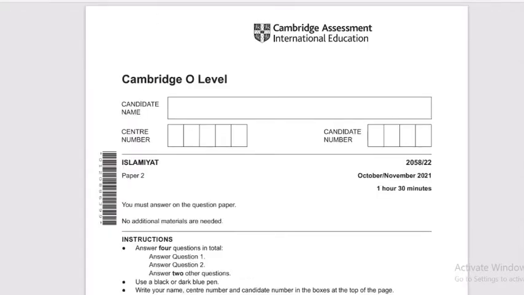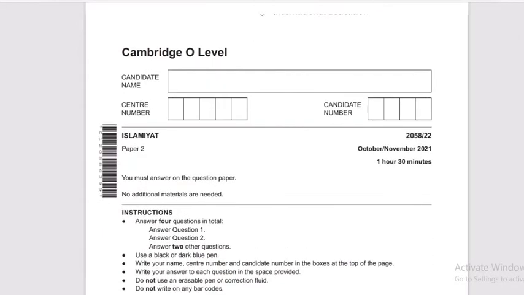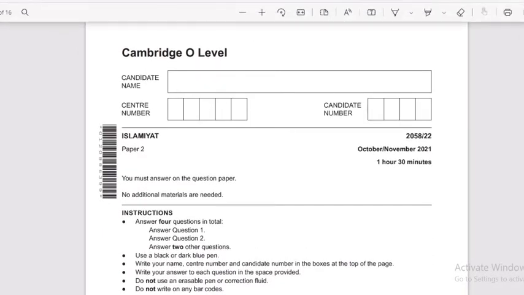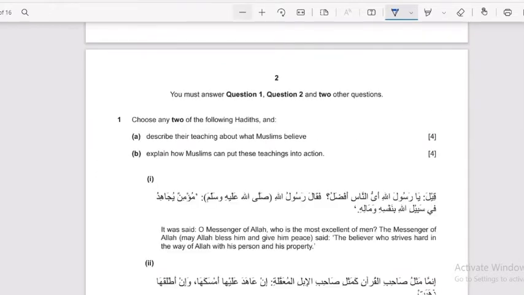Now let's move on to the second paper, which is paper 2. Again, the same instructions: answer the first 2 questions, and then answer any other 2 from the rest of the 3. Now over here you can see it's written 2, 2, so this is paper 2, and this is variant 2. So now let's look at the first question.